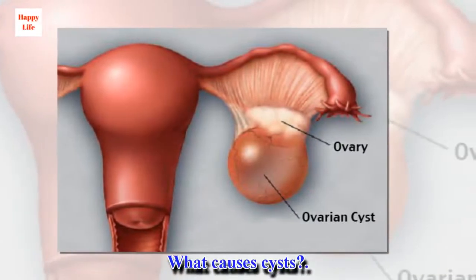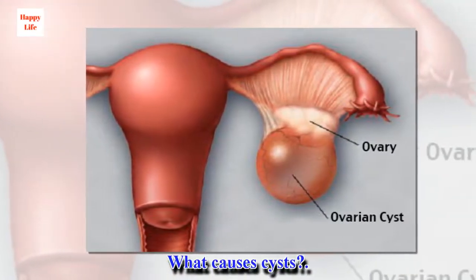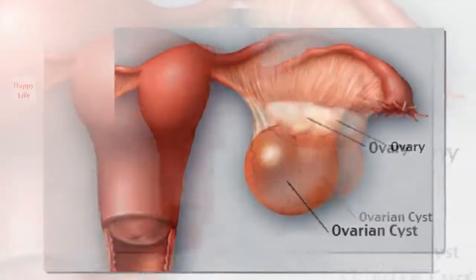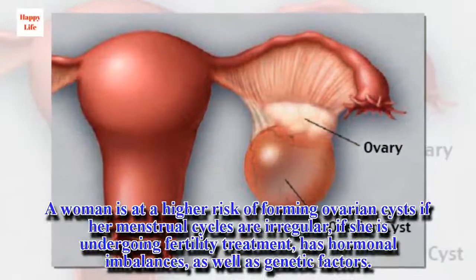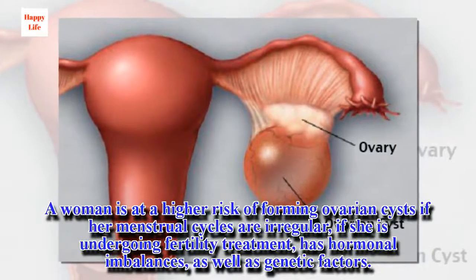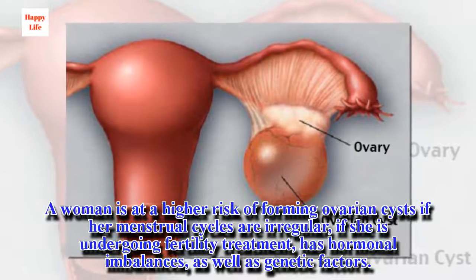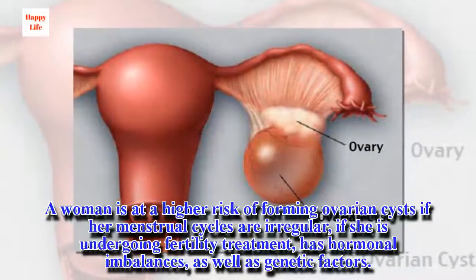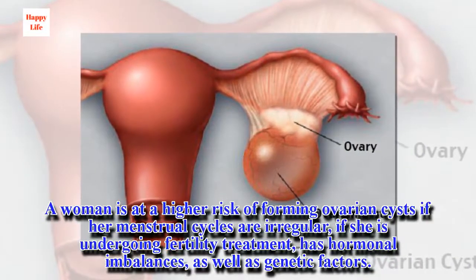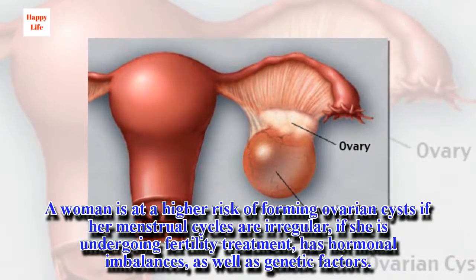What causes cysts? A woman is at a higher risk of forming ovarian cysts if her menstrual cycles are irregular, if she is undergoing fertility treatment, as well as hormonal imbalances and genetic factors.